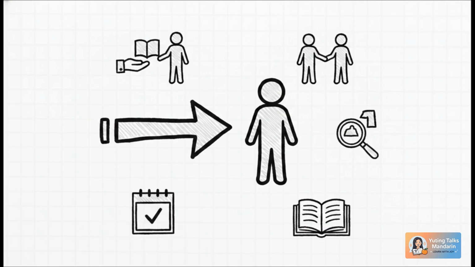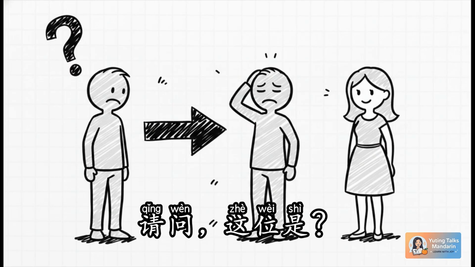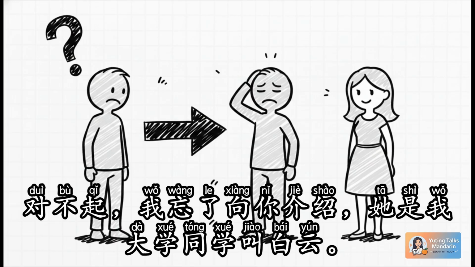Let's try this in a quick conversation. Let's do a little role play. Imagine we are at a party and I completely forget to introduce my friend to you. Go ahead, host A. 请问这位是 Excuse me, who is this? 对不起，我忘了向你介绍，她是我大学同学，叫白云。Sorry, I forgot to introduce her to you. She is my college classmate, named Bai Yun.